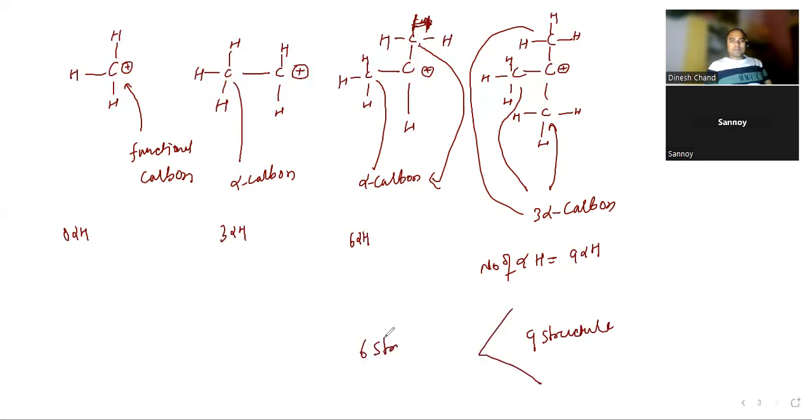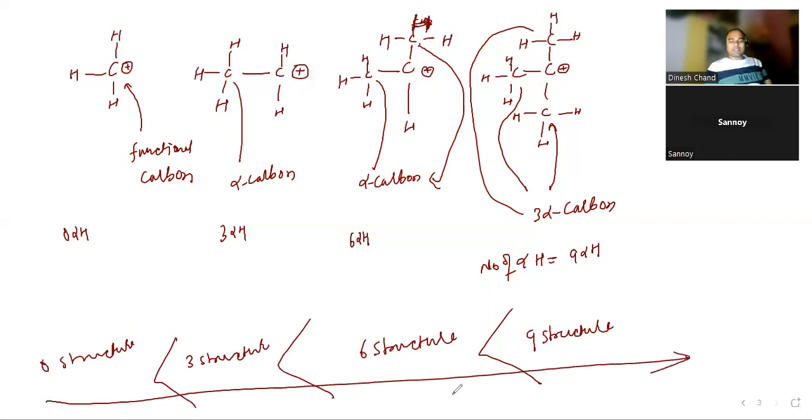Then positive charge will be on the 6 structure, then the 3 structure, and last one positive charge will be on the 0 structure. I already told you, greater the distribution of the charge on the atom, greater will be the stability. So, stability of carbocation.